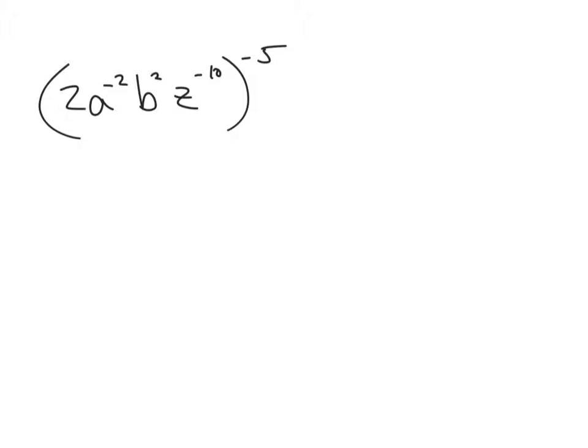Alright, so what do we know here? We know that our 2 is actually a 2 to the 1st power. We know that we're going to multiply this times this, 2 to the negative 5. So let's go ahead and write that.